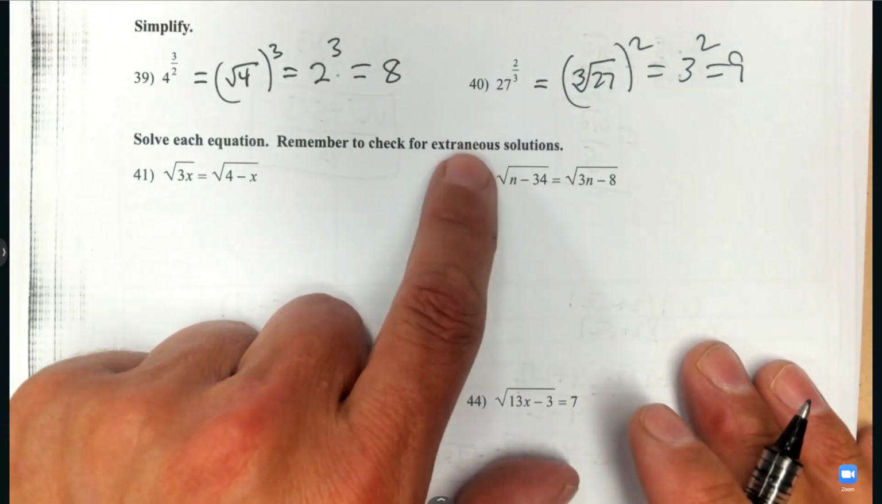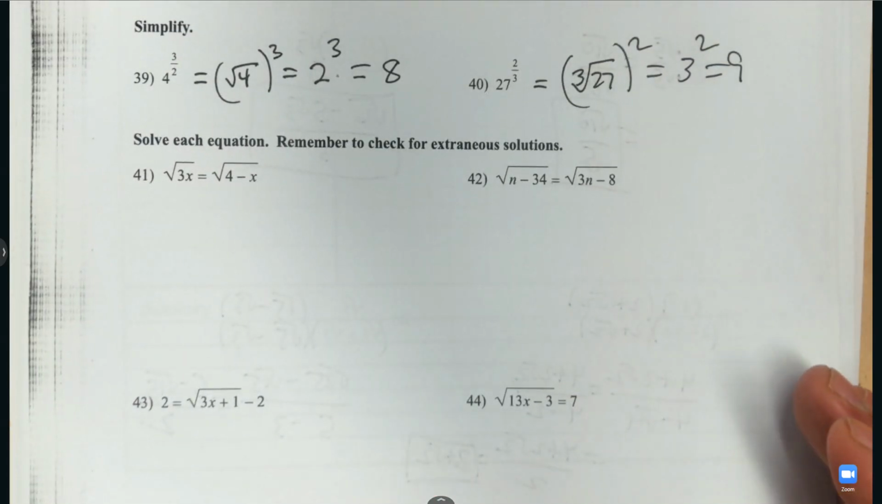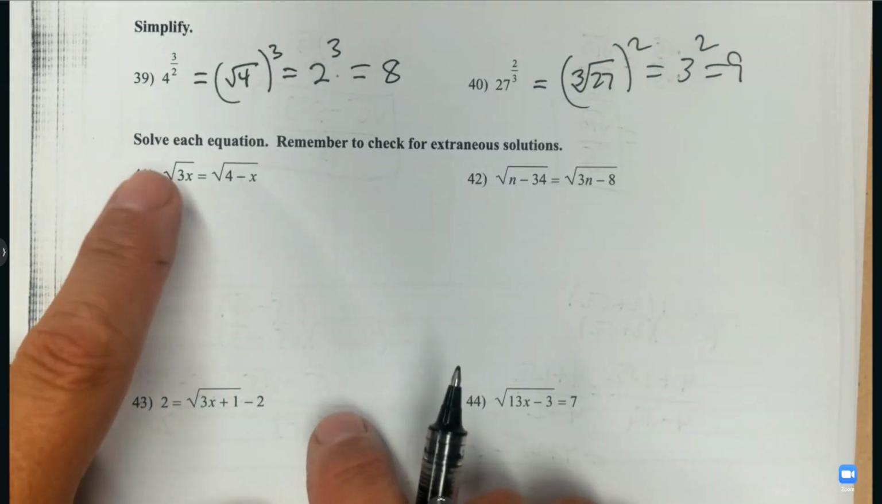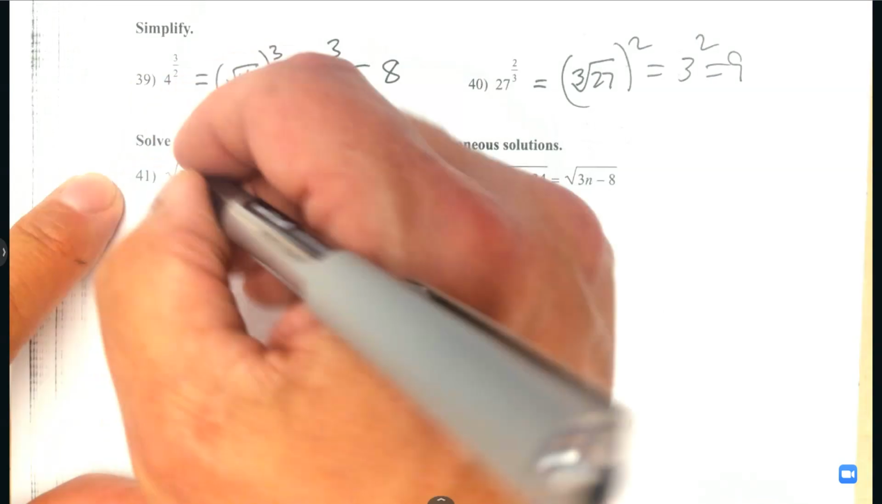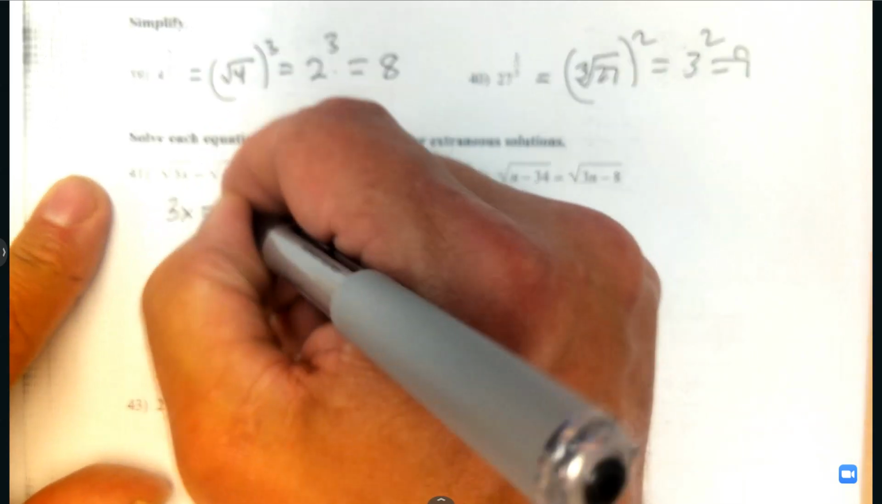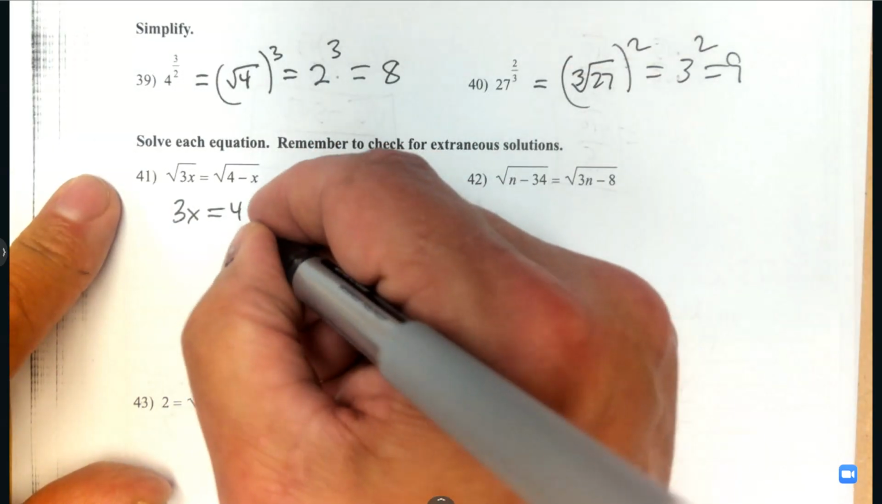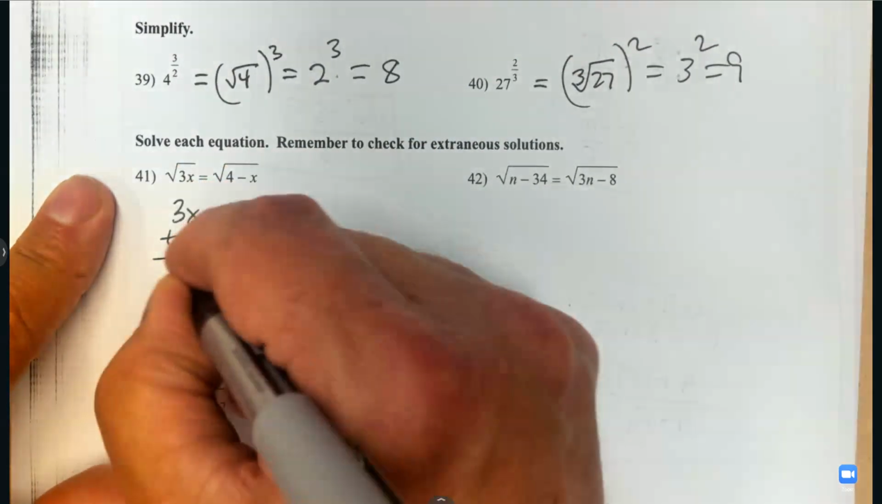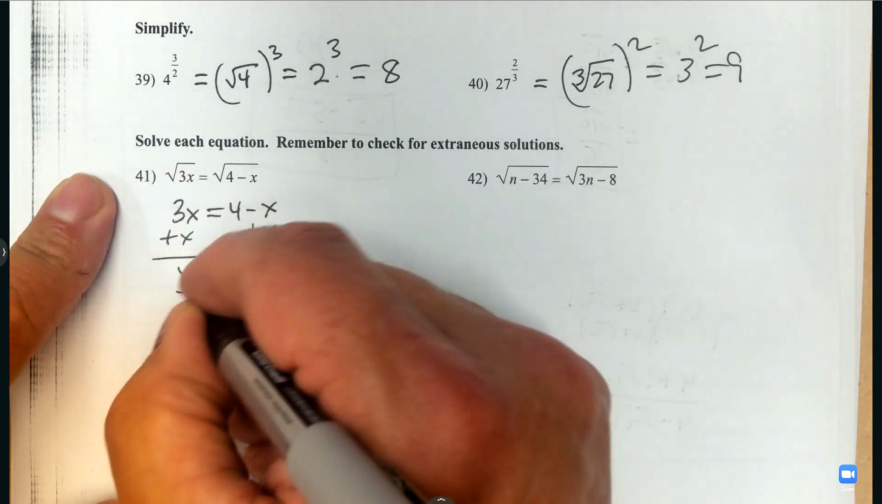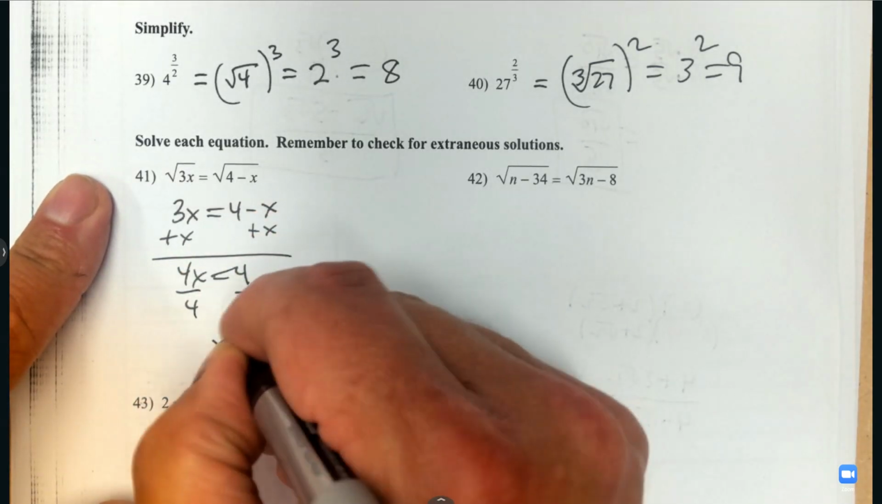All right, solving equations. We need to make sure of extraneous solutions. An extraneous solution is when you are left with a negative number under a square root or a square root is equal to a negative number. Now, when I only have one square root equaling another square root, we remove the square roots and just solve what we see. So I'm going to add x to both sides, and I'm going to divide by 4, and then I've got to be careful.